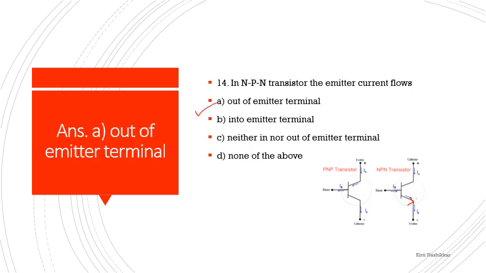Whereas in case of PNP it is asked, then in PNP this is the emitter terminal and the arrow is in the inward direction, so that's why we can say that the conventional current is flowing into the emitter terminal in case of PNP, but for NPN it is out of emitter terminal.